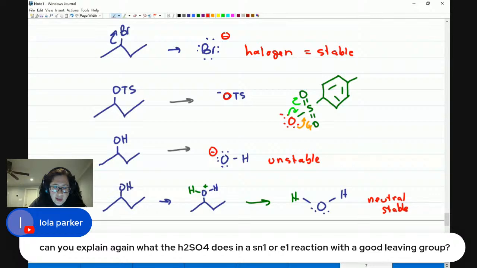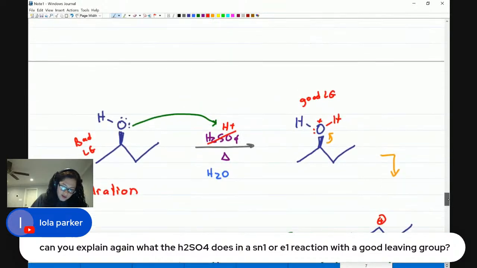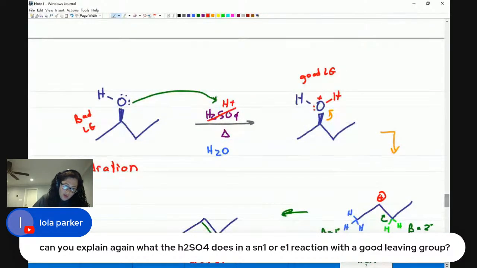Can you explain again what the H2SO4 does in an SN1 E1 reaction with a good leaving group? Yes, it is simply a source of protons in solution. And so in this case, it's how we bribe the alcohol. Alcohol does not want to leave.